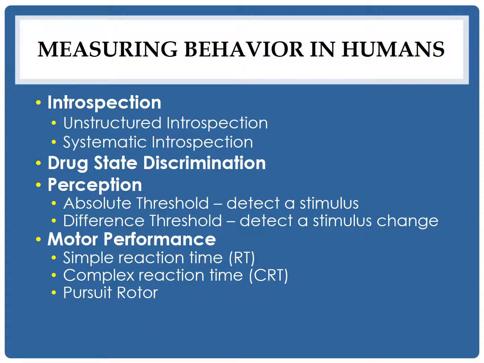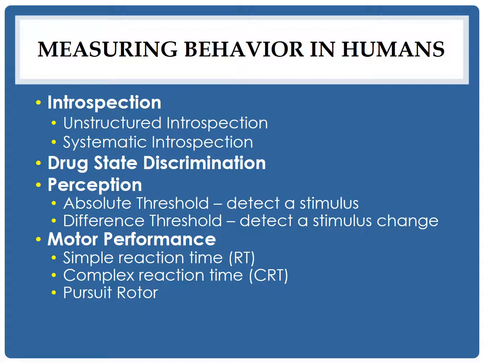So there's lots of different ways that we can measure behavior in humans and how that behavior is affected by drugs. The first one the book talks about is very subjective. It's called introspection. It's asking someone, how does this make you feel? An unstructured introspection is just open-ended like that. It's self-reported, and you're asking a subject to report their experiences. So that can be, again, subjective, but it's hard to quantify that.